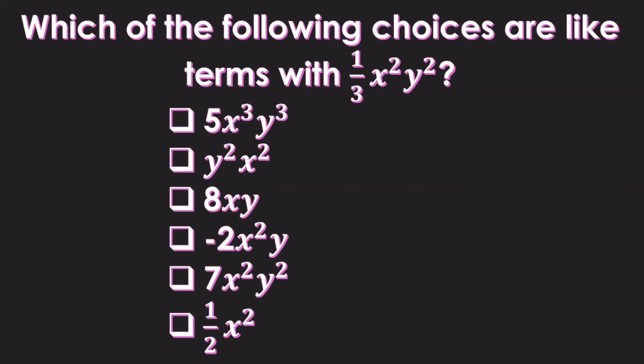Okay, so let's see how you did. While the order is different, this is still multiplication. It's got the same variables raised to the same exponent. I can rewrite that, and that's why I showed you the associative property and the commutative property. And then we have 7x squared y squared. Okay?